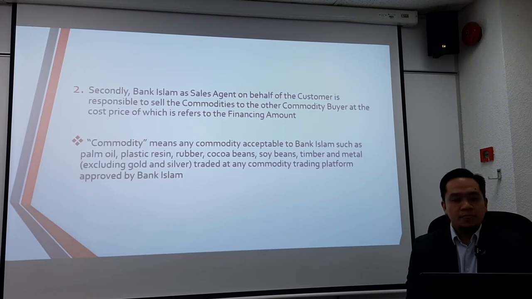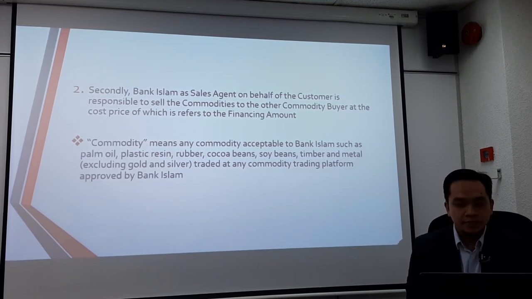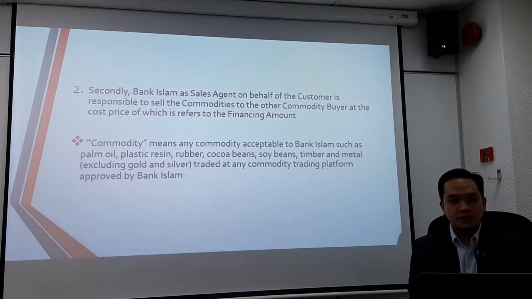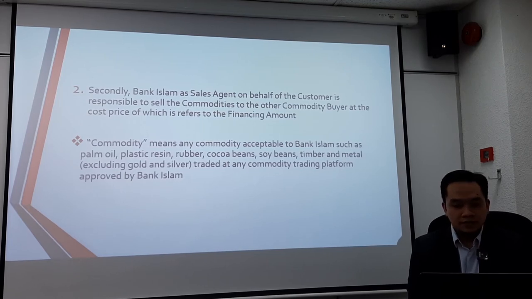The second is Bank Islam as a sale agent on behalf of the customer, responsible to sell the commodities to other commodity buyers at the cost price, which refers to the financing amount. The commodity means any commodity acceptable to Bank Islam, such as palm oil, plastic resin, rubber, cocoa bean, soybean, timber and metal, excluding gold and silver, traded at any commodity trading platform approved by Bank Islam.